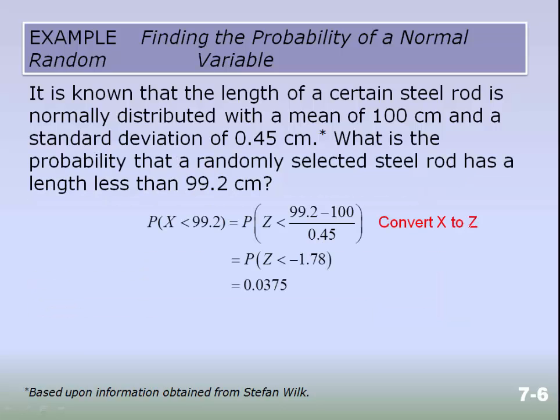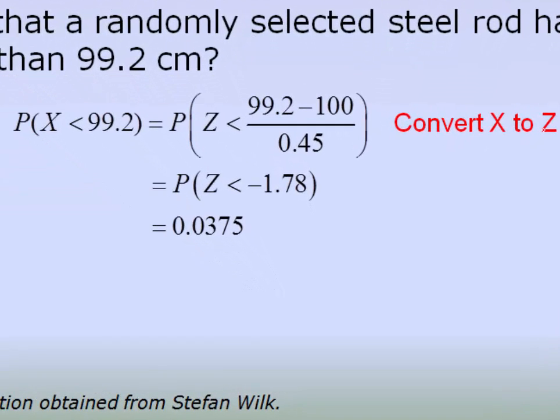So the first thing we need to do is convert x to z. We want the probability that our steel rod measurement, our variable x, is less than 99.2. Converting that to a z-score, we take the observed value minus the mean divided by the standard deviation and find that the z equivalent is negative 1.78.